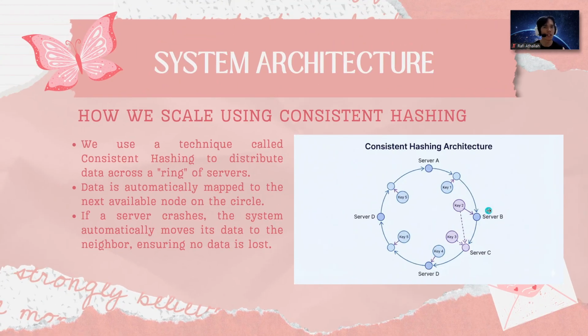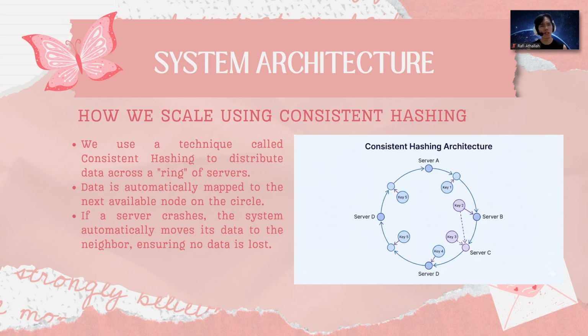Now, next is the system architecture of key value. Now, how do we scale using consistent hashing? So we use a technique called consistent hashing to distribute data across a ring of servers. Data is automatically mapped to the next available node on the circle. If a server crashes, the system automatically moves its data to the neighbor, ensuring no data is lost.